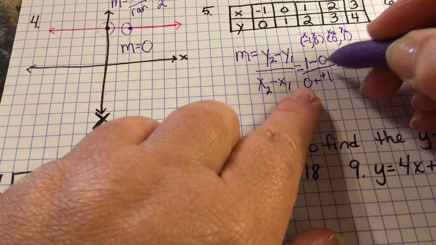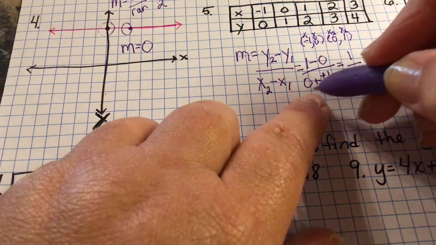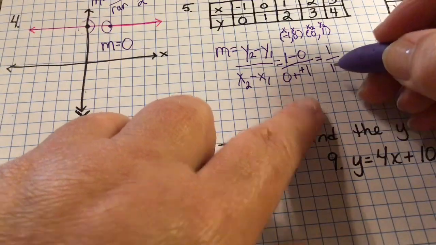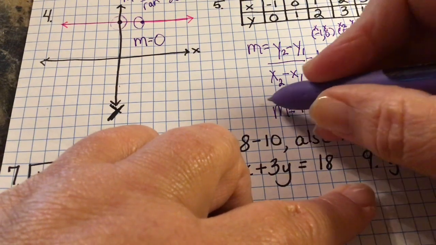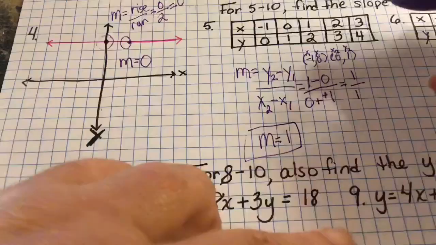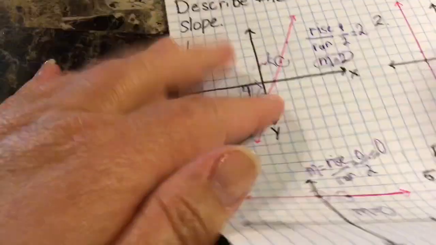And then I have 1 on top. 1 minus 0 is 1. I have 1 on the bottom. 0 plus 1 is 1. And then that reduces to the slope for number 5 is +1. So without even graphing, I know that this line rises to the right. It would look more like number 1 up here.